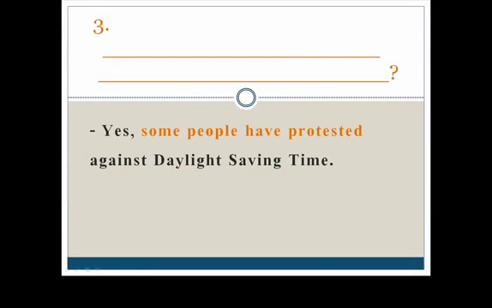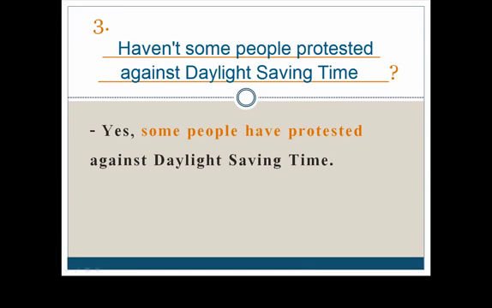3. Again, use the answer and especially those words in orange to help you form the negative question. The question: Haven't some people protested against daylight saving time? Now listen and you'll hear this question used in conversation.